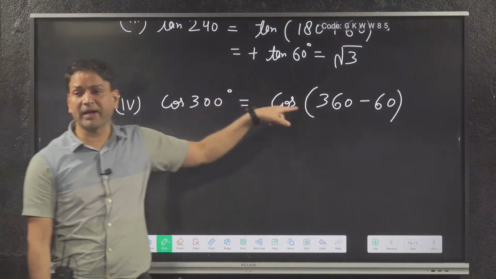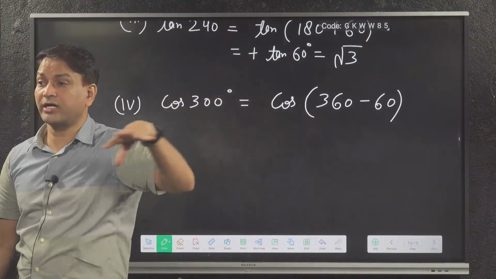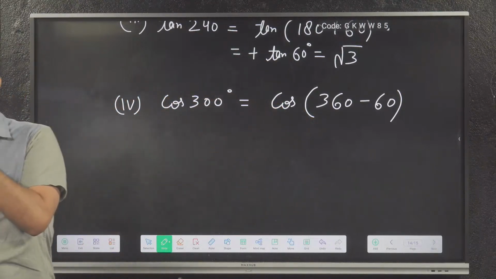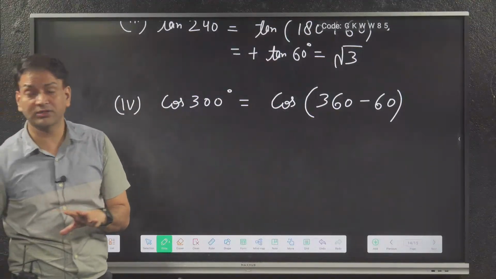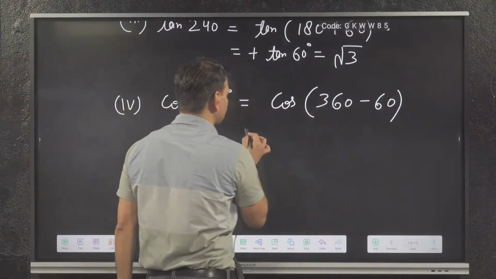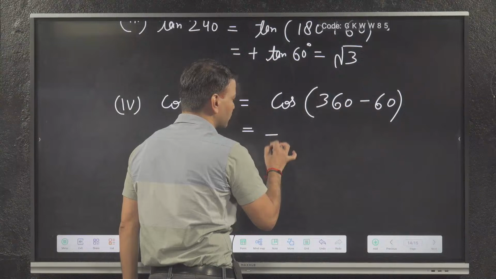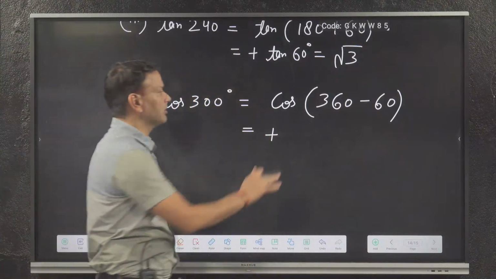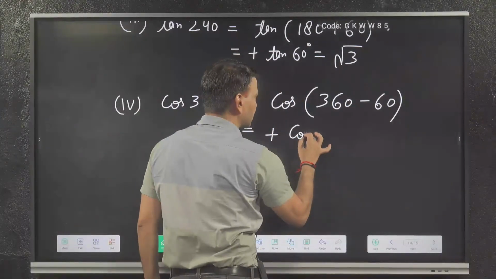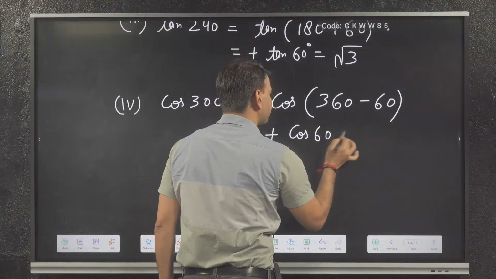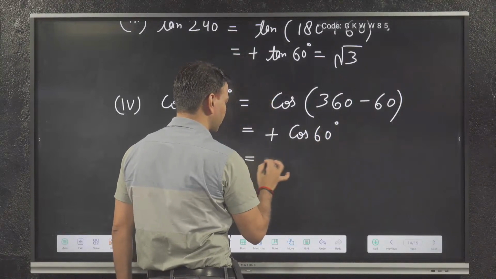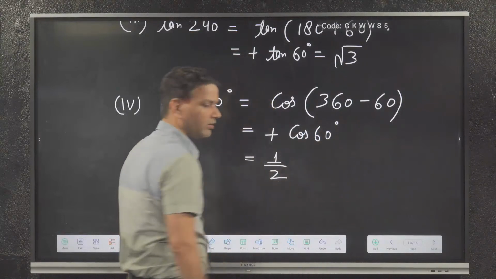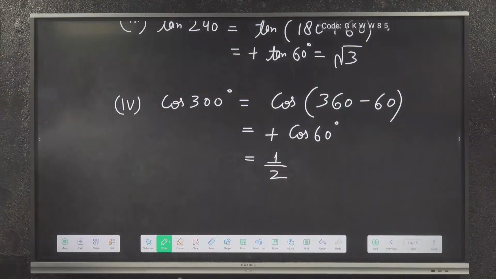Now 360 minus means which quadrant? Fourth quadrant. In the fourth quadrant, is cos positive or negative? Cos is positive. So from this 360 minus I decide the quadrant. So cos is positive. Now there is no role of 360. Directly I can write cos 60. Cos 60 degree is what? 1 by 2. So the answer I got is 1 by 2.